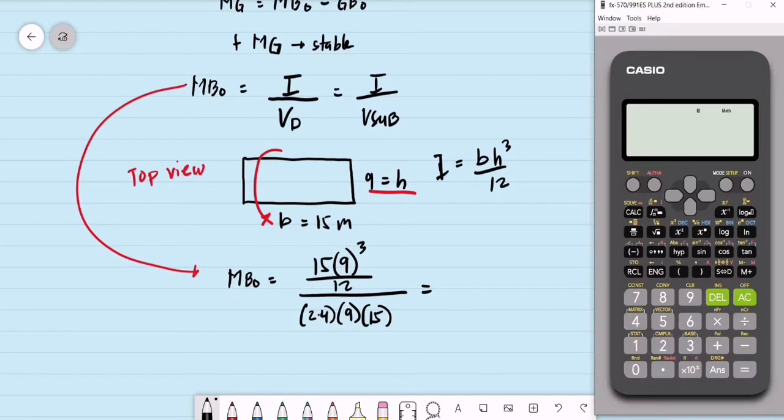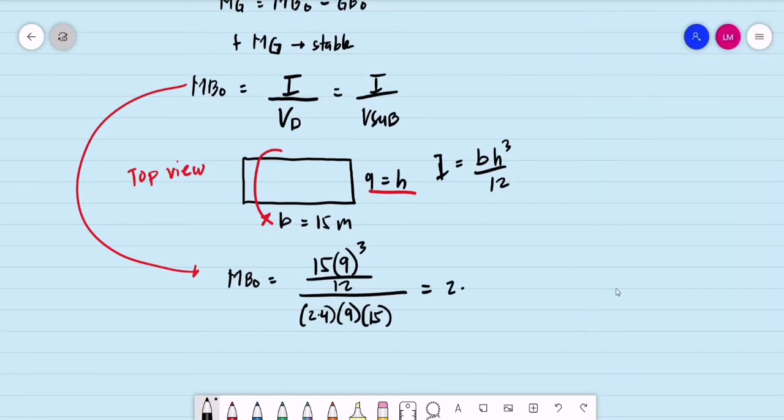So i-compute natin yung MB sub O. That is 15 multiplied by 9 raised to 3, divided by 12. Ito yung moment of inertia ng weaker axis. This is divided by yung volume na nakalubog, 2.4 multiplied by 15 multiplied by 9. So we have that as 2.81, ano yan?